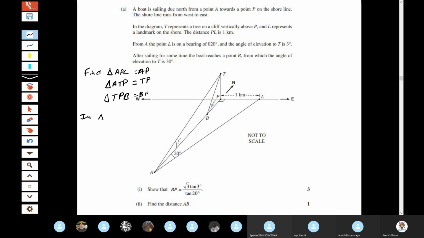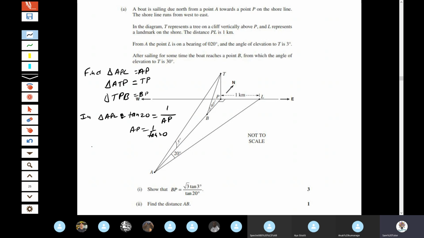In triangle APL. You obviously have tan 20. Tan 20 equals opposite over adjacent, which is 1 over AP. I told you to try to find AP. So therefore AP equals 1 on tan 20.